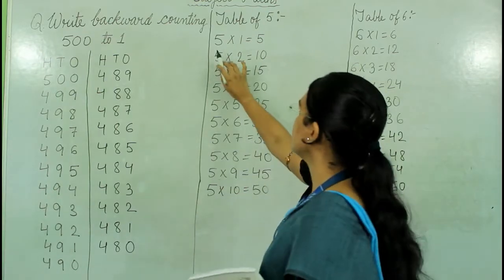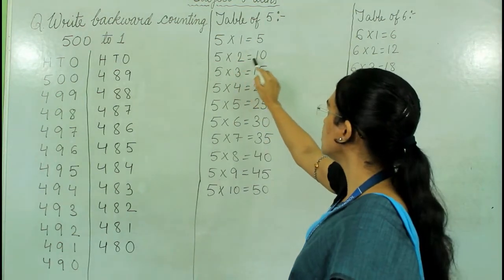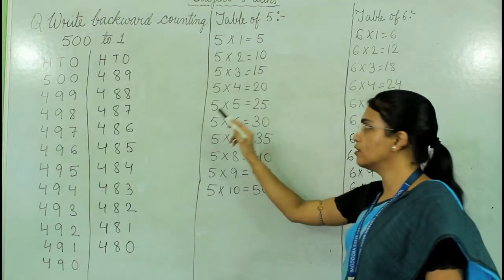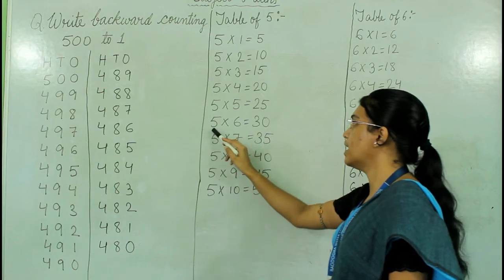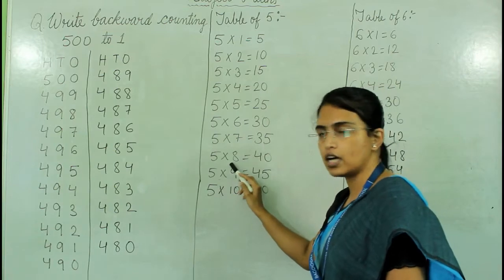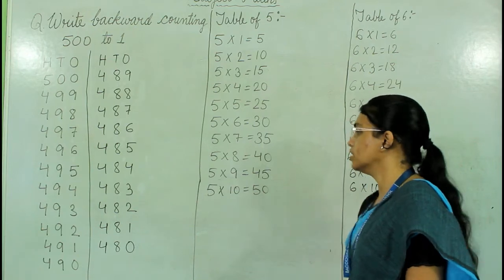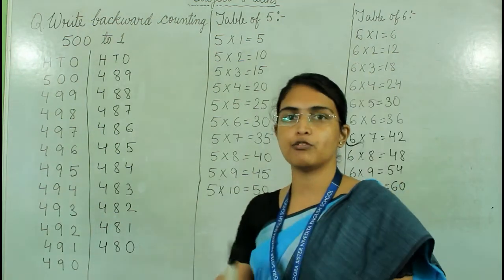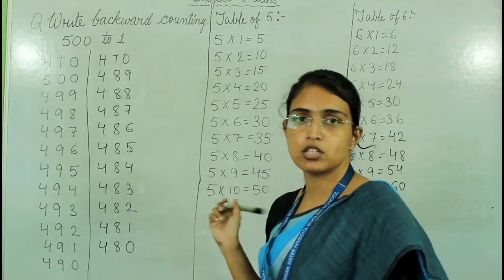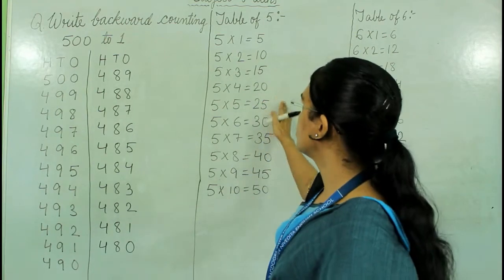Here it is written: 5 ones are 5, 5 twos are 10, 5 threes are 15, 5 fours are 20, 5 fives are 25, 5 sixes are 30, 5 sevens are 35, 5 eights are 40, 5 nines are 45, 5 tens are 50. We can use this table instead of addition, to make it easy.